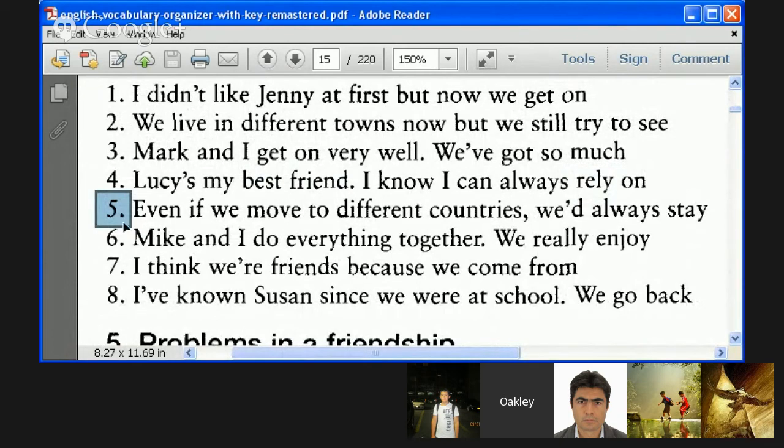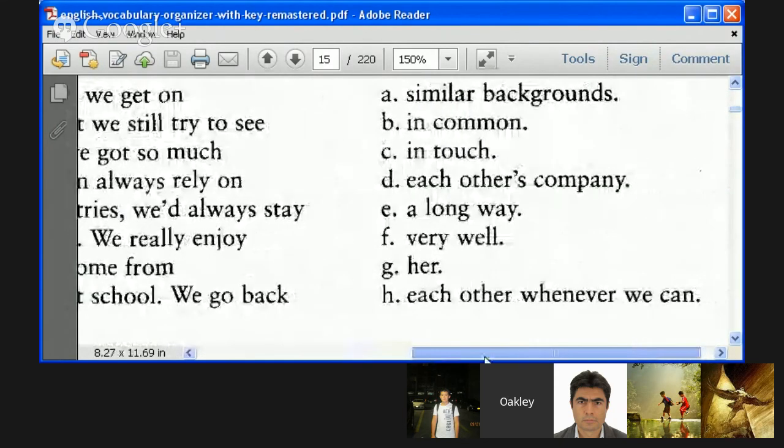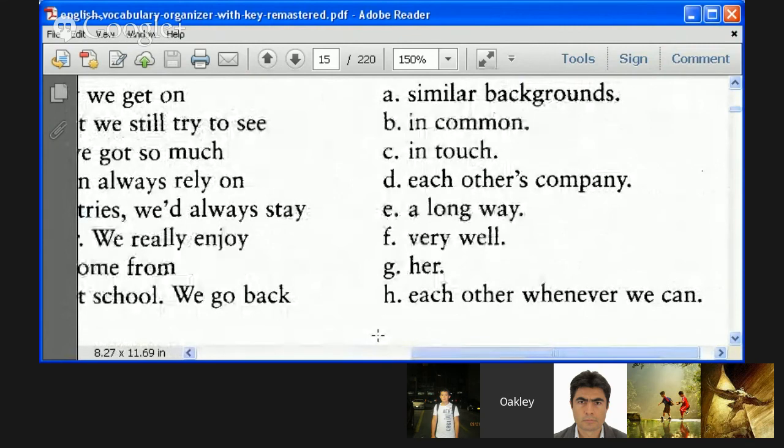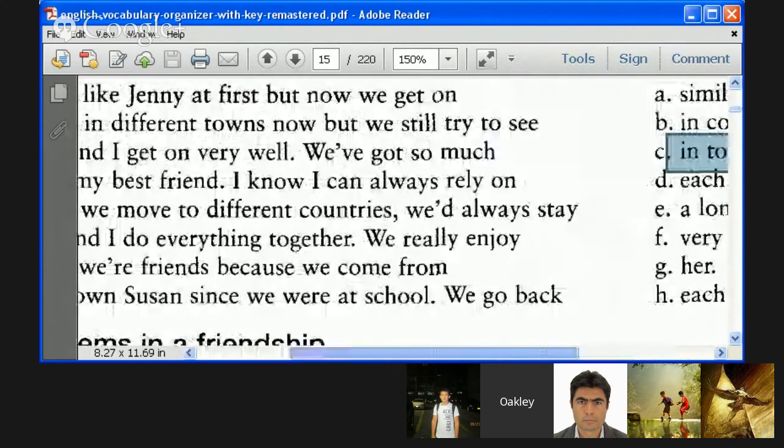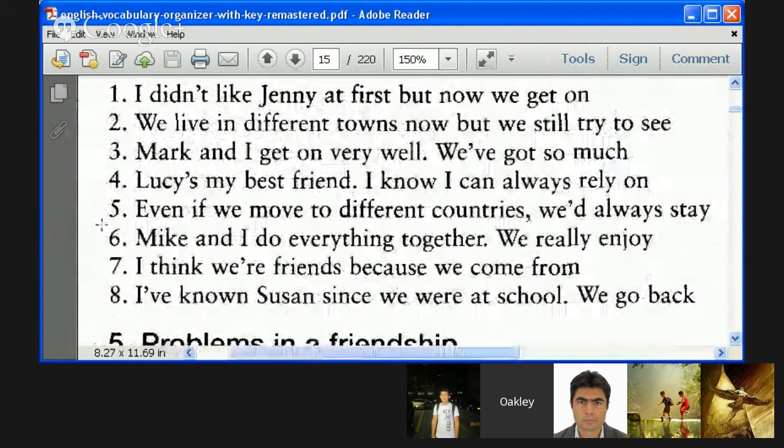Okay, Aaron, number 5. "Even if we move to different countries, we'd always stay in touch." Stay in touch. Very common phrase. It's an idiom, but if you stay in touch, it simply means you keep communications. You get in touch with someone, you communicate with them. You keep in touch, you get in touch, you stay in touch. All of those are variations of the same idiomatic expression, meaning you have communication with someone.